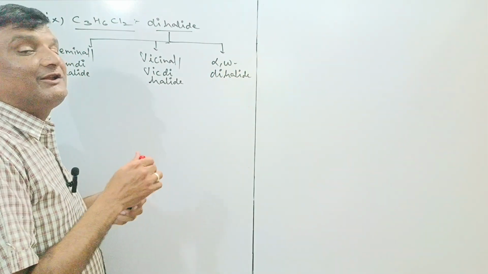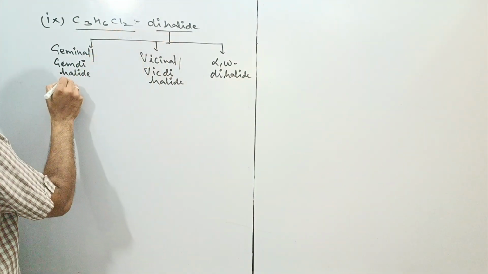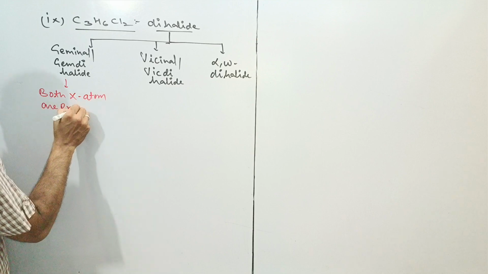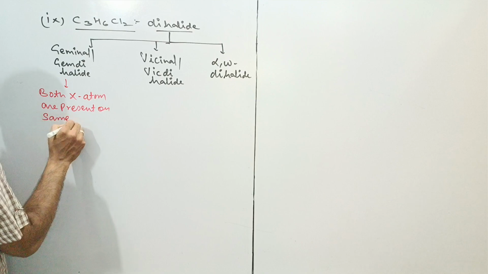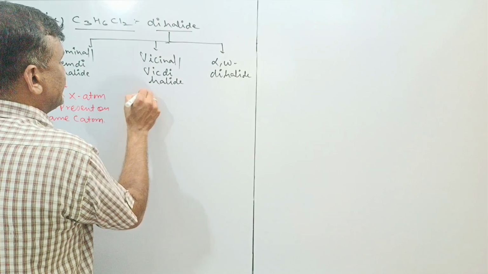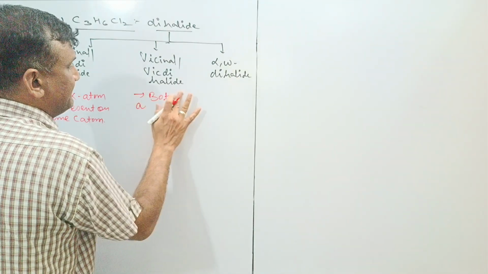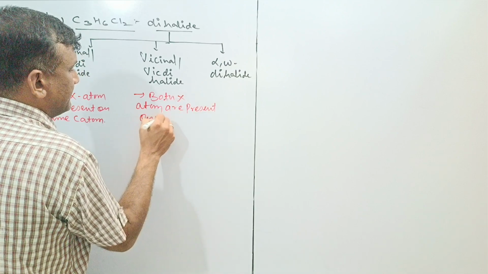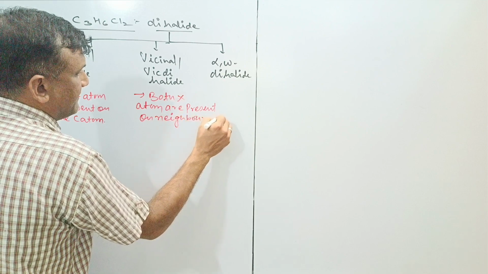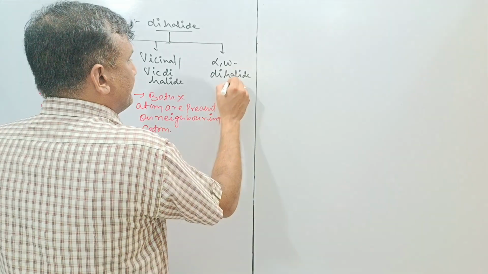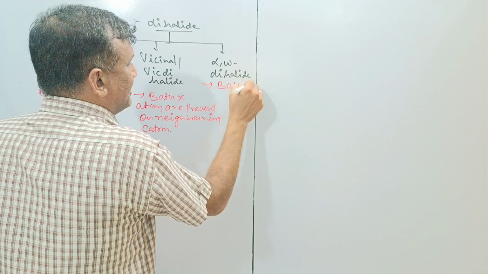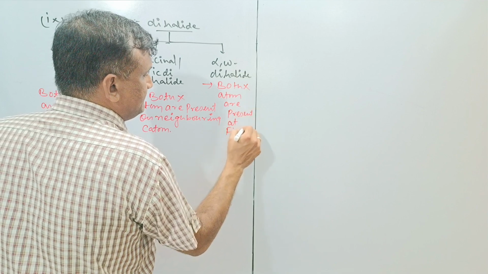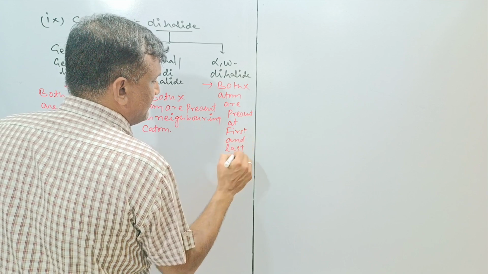What is the basic thing regarding these? You can say that both halogen atoms, X atom means halogen atom, are present on the same carbon atom, on one carbon atom, in the gem dihalide. When both halogen atoms X are present on neighboring carbon atoms, it is vicinal. And when both halogen atoms are present at the first and last carbon of the chain, it is alpha omega.